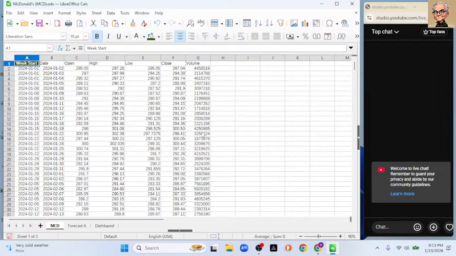Alright, so we got weekly dates, which is good. So let's just do a couple of very quick plots. Let's do a 50-day SMA, and a 20. We're not going to do a whole lot of analysis here with this. We're just going to take a quick look at it, okay?